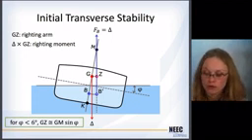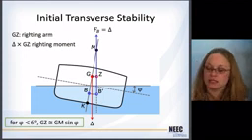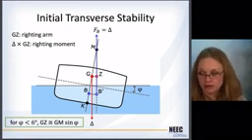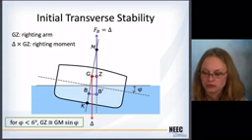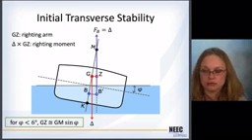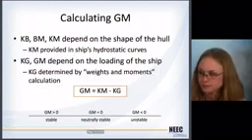Now for small angles, up to maybe 6 degrees, GZ is equal to GM times the sine of phi, which is the angle of heel. So you can imagine that if you can calculate GM, then for small angles you can know GZ, your righting arm. So there is your measure. GM is your measure of initial transverse stability. GM is what you're trying to get to.